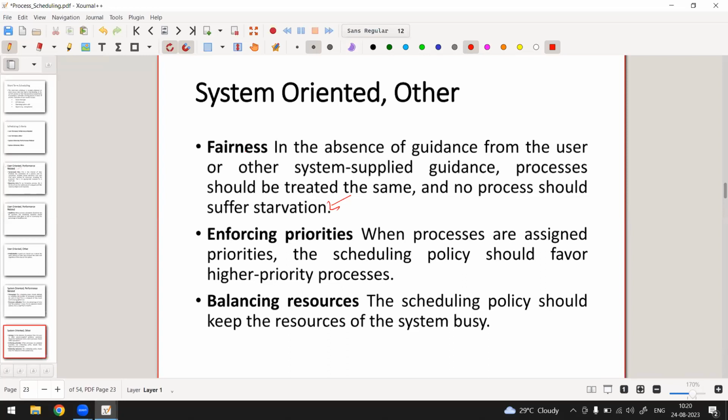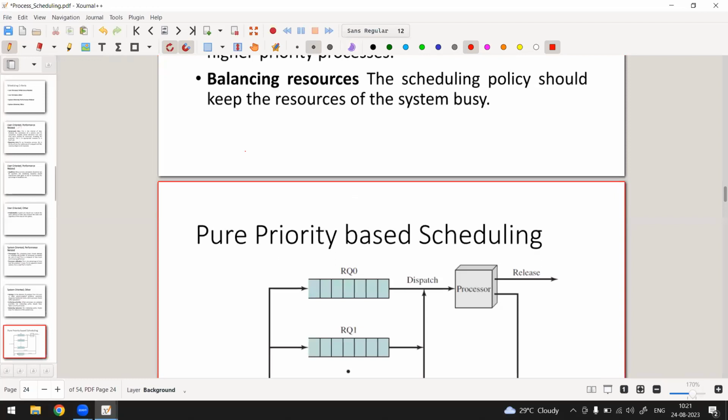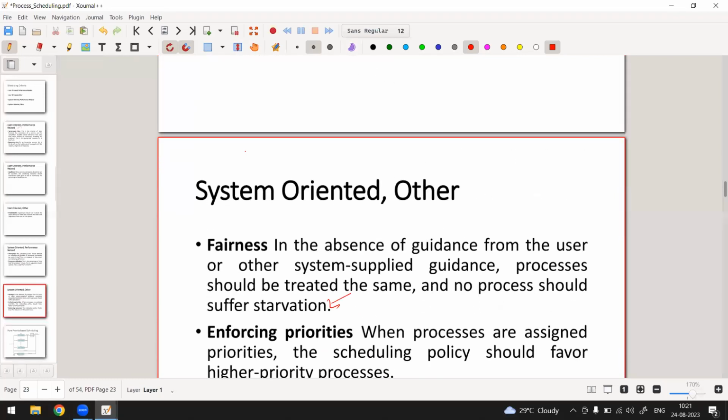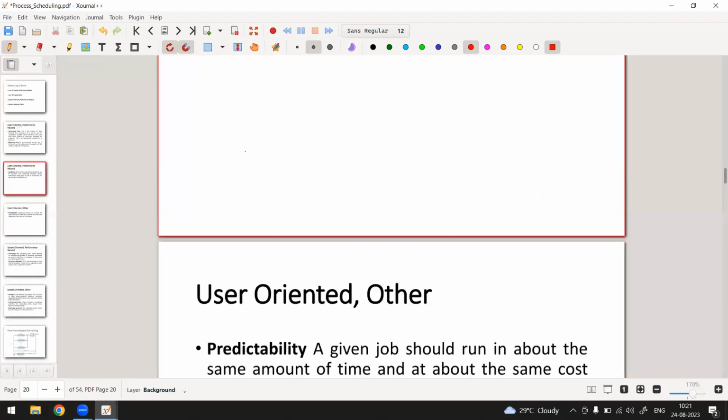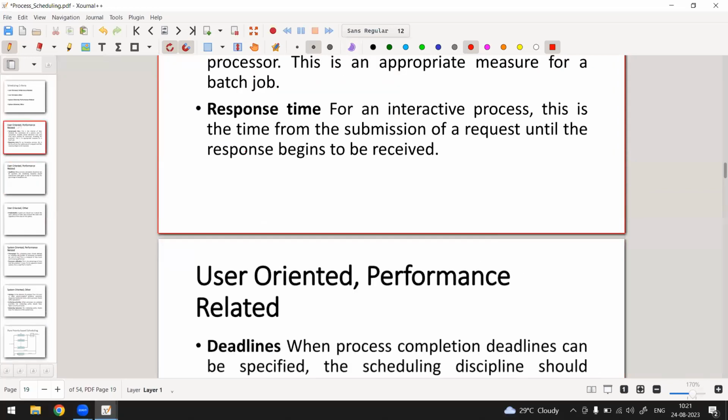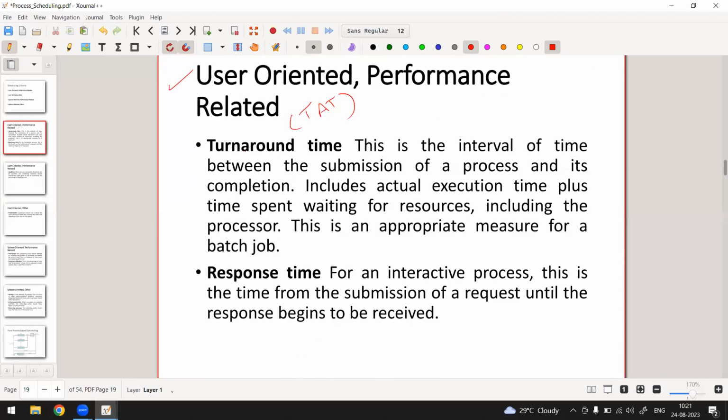Last is balanced resources. The scheduling policy should keep the resources busy, and also keep the resources balanced, right? So these are the other system oriented criteria. These are some of the important parameters or criteria you should keep in mind.